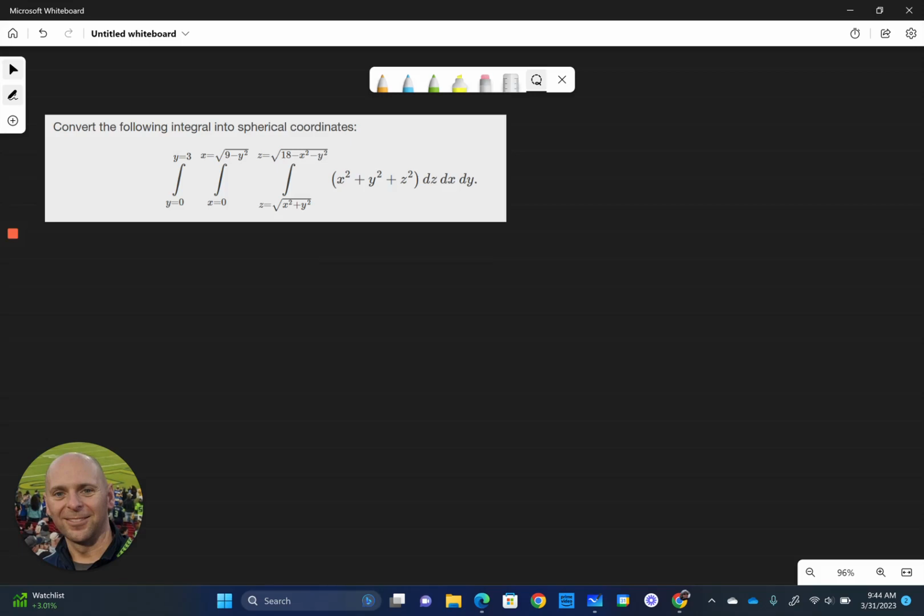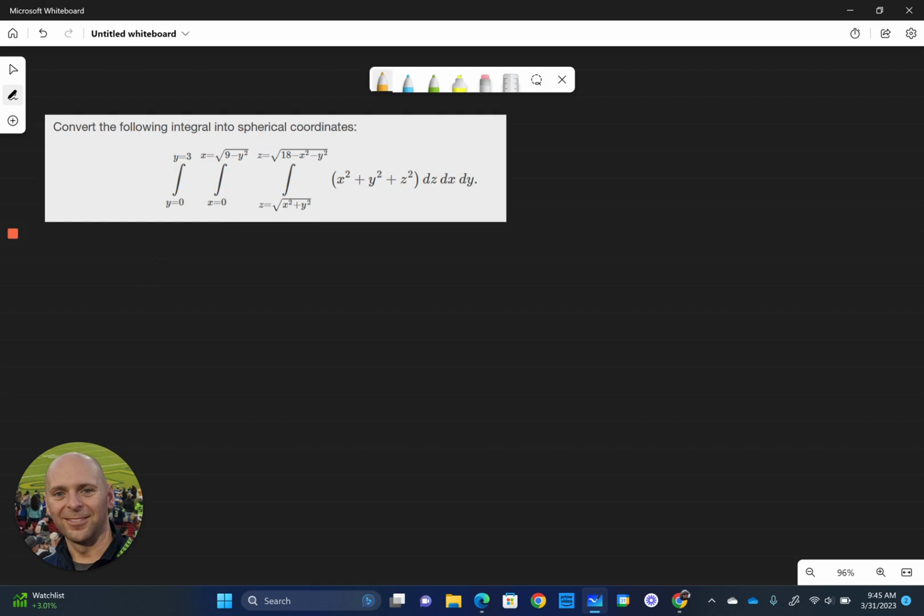In this problem, we're asked to convert an integral that's given to us in rectangular form into one that's represented in spherical coordinates. And because we've got this integral already set up, it turns out that we can extract out these ranges of values in rectangular pretty quickly, noting that y here is going to go from 0 to 3, and then we've got x going between 0 and the root of 9 minus y squared, and then we've got z going from the square root of x squared plus y squared up to the square root of 18 minus x squared minus y squared.